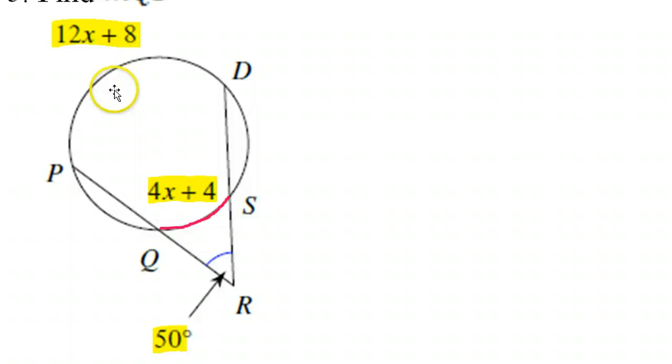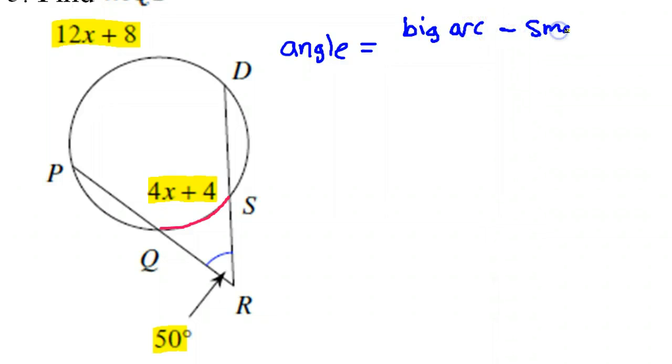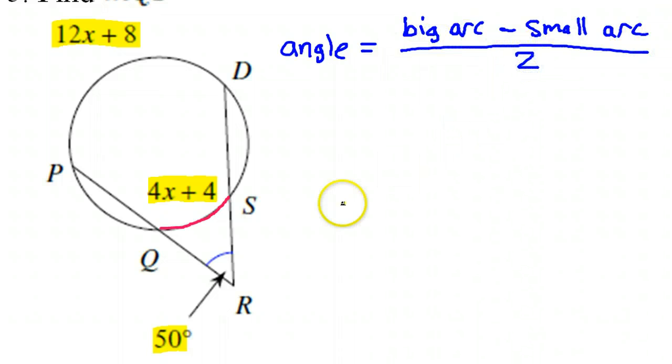Let's just faithfully set up the formula and let the chips fall where they may. So again, in words, the formula is like this. Angle is equal to big arc minus small arc divided by 2. Alright, so look at these three things. Which one of these three things is the angle in the problem? Well, that's the 50 degrees. That's angle R right here. So the 50 degrees goes here for angle. So this has to start off 50 equals.